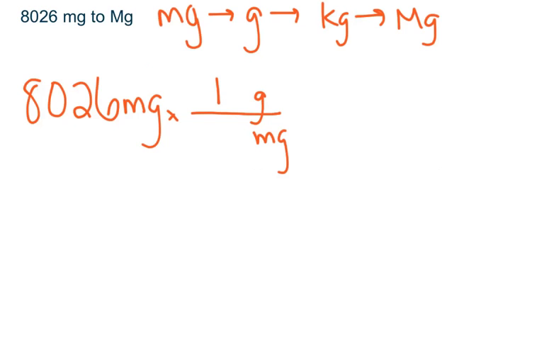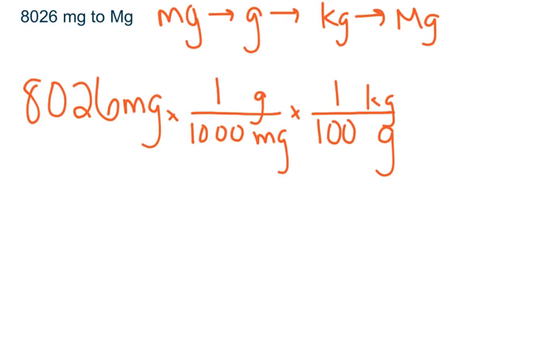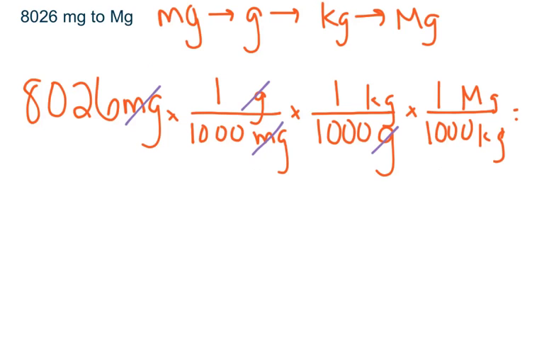Notice the difference between this problem and the last one. 1 is going to be on the top for every single one of these. And then 1,000 goes on the bottom. The next step, grams comes down. Kilograms goes on the top. Kilo is bigger than the base unit, gram, so 1,000 on the bottom. And then one final step from kilogram to megagram. Well, mega is bigger, and there's 1,000 kilo in 1 mega. Milli is going to cancel. Grams are going to cancel. Kilograms are going to cancel, and we're going to be left with megagrams.